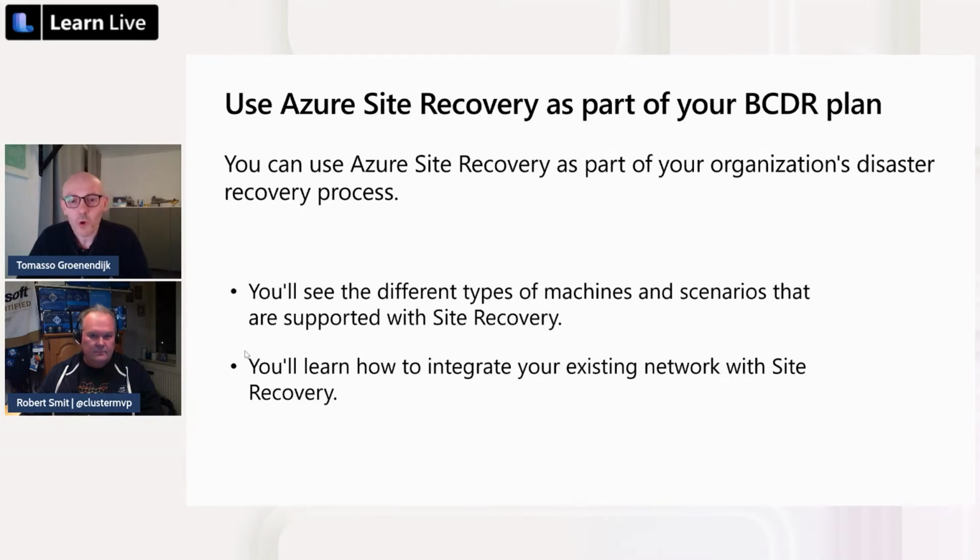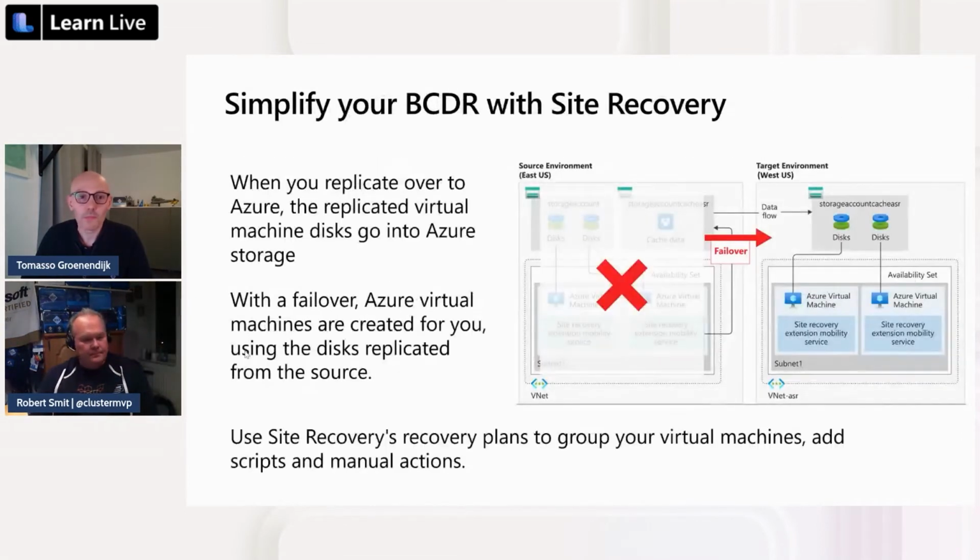So in this unit, we're going to show how you can use Site Recovery to simplify your disaster recovery process. We're also going to see the different types of machines and scenarios that are supported with Site Recovery, and learn how you can use your existing network with it. Site Recovery can simplify your disaster recovery process because you can configure and manage your application, but also your failover and your failback. And the nice thing is you can do it in the Azure portal, with the Azure CLI, and also with PowerShell.